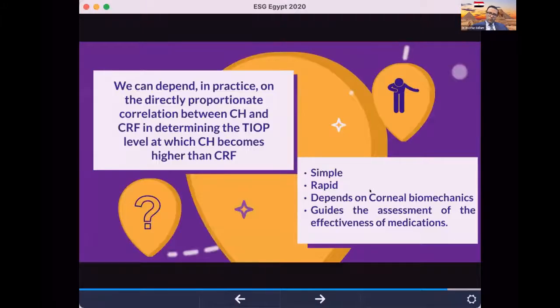To conclude, we can depend in practice on the directly proportional correlation between corneal hysteresis and corneal resistance factor in determining the target intraocular pressure level at which corneal hysteresis becomes higher than corneal resistance factor. The Ocular Response Analyzer is a simple, fast procedure, easily interpreted, depends on corneal biomechanics, and can guide us in the assessment of the effectiveness of the medications.